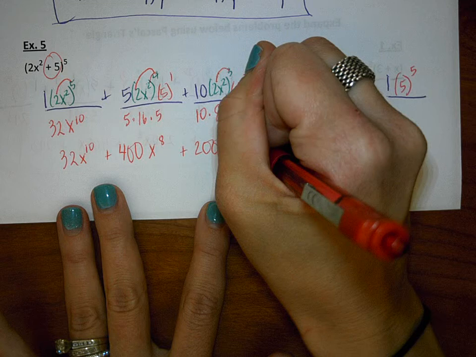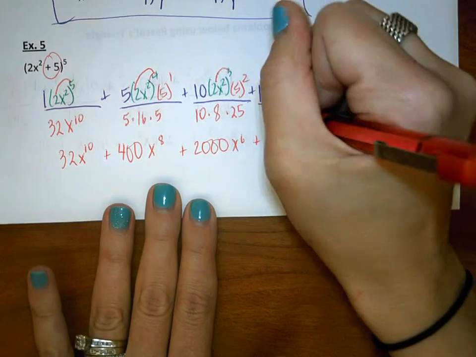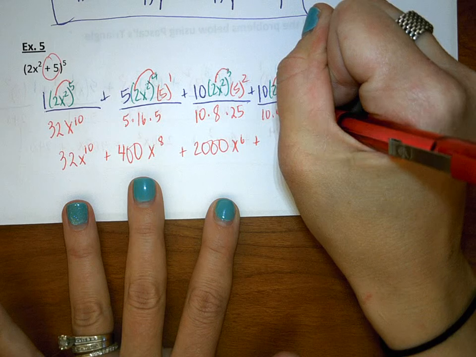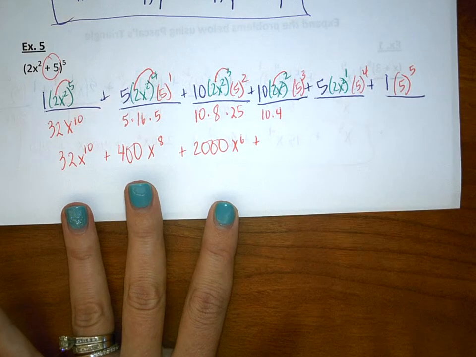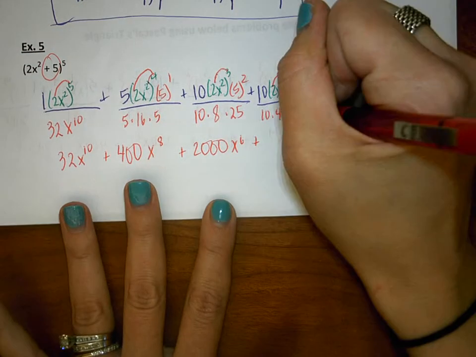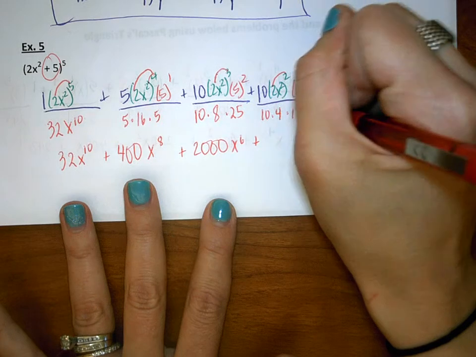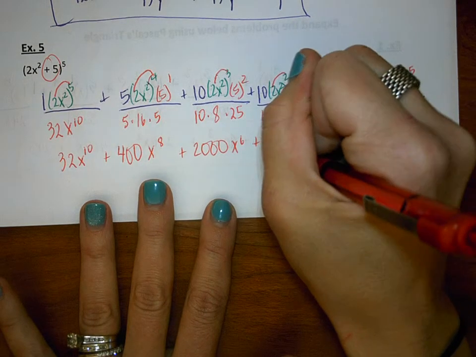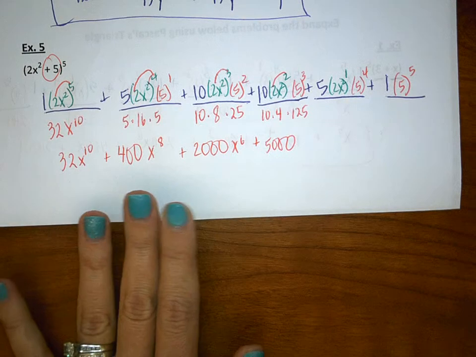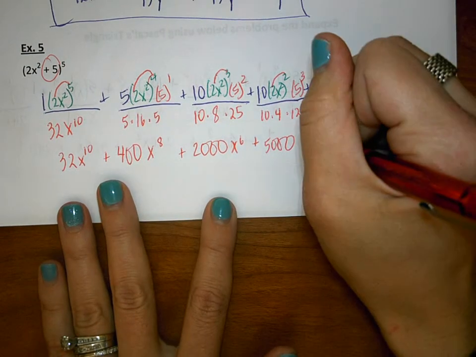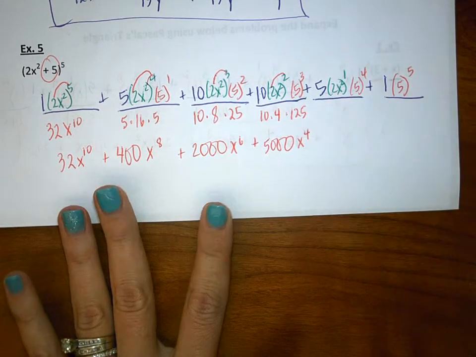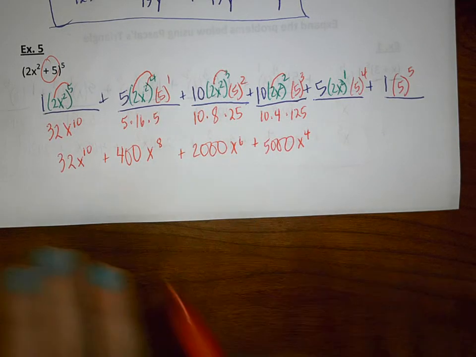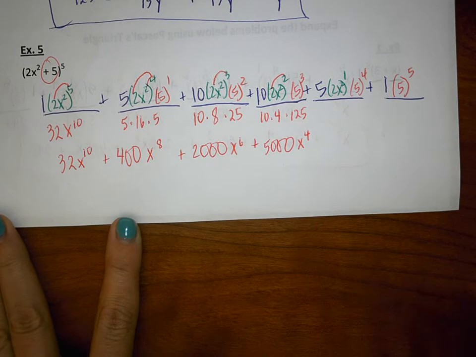Plus, next one, I have a 10. 2 to the 2nd is 4. And then 5 to the 3rd, very good. And when I multiply those together, I get 5,000. And it's x to the 4th. Do you guys notice a pattern there? It's going down by 2. This is a second exponent and it's going down by 2 each time. Kind of interesting.